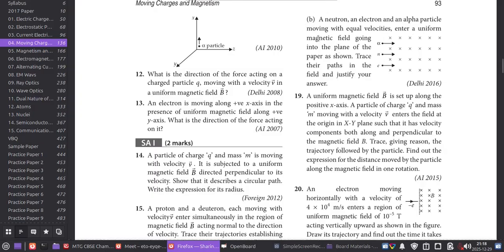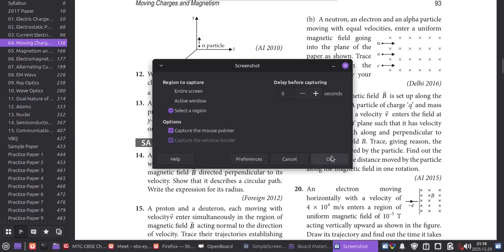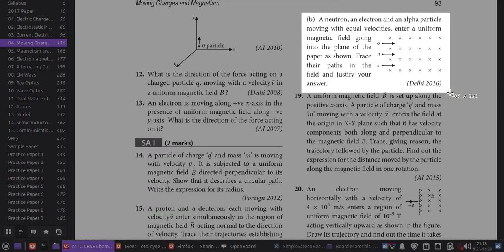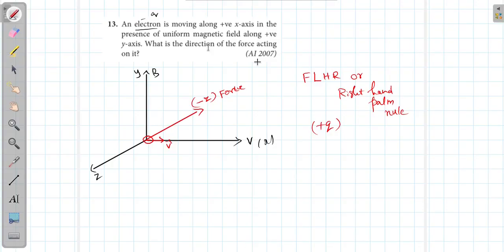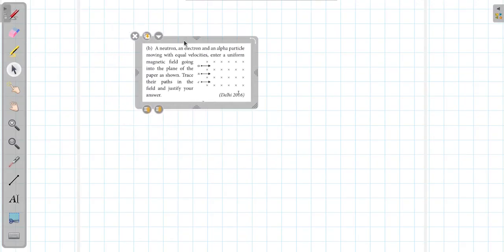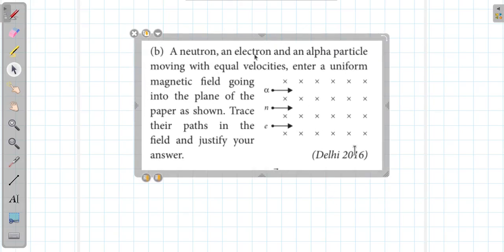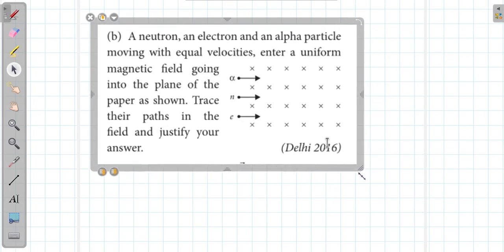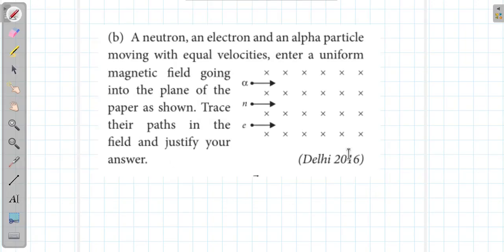Okay, this one question, Question 18b. Here they used to ask this kind of question also. We have to draw the trajectory. A neutron, an electron, and an alpha particle moving with equal velocities enter a uniform magnetic field directed into the plane of the paper. Trace their paths in the field and justify your answer.